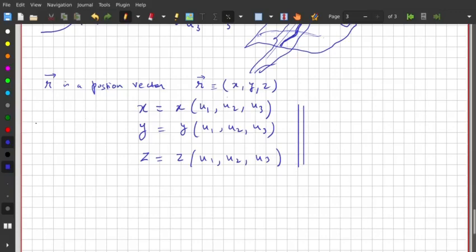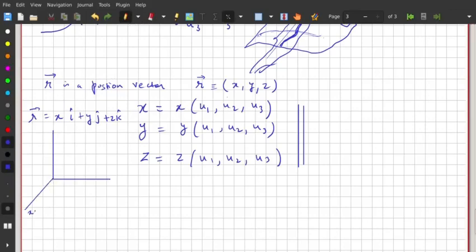So in Cartesian, this R is given by x i cap plus y j cap plus z k cap, where i, j, k denote the unit vectors in the x, y, and z directions. So this is i, j, and in this direction we have k.